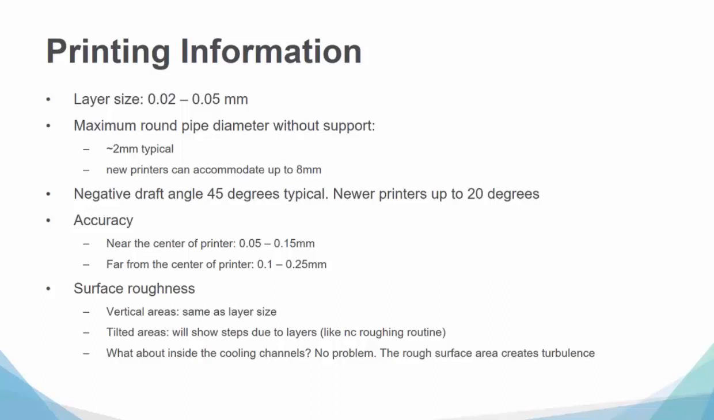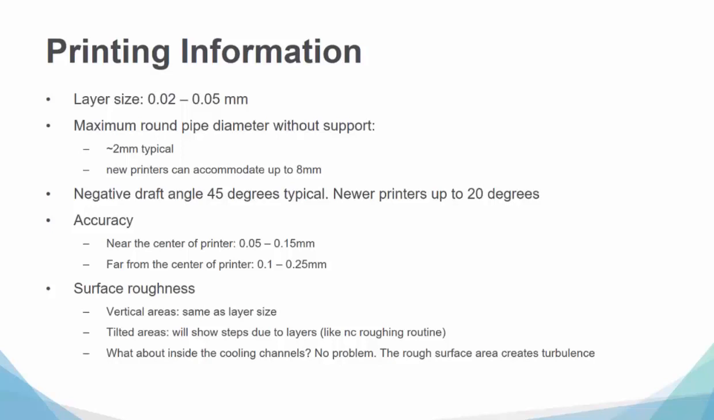When this part was printed, the machine available would allow for a 2 millimeter diameter pipe. And again, we have to think about the top of that shape, being able to support it while it's being printed. Newer printers can accommodate up to an 8 millimeter round. So as the technology continues to progress, it's becoming easier working with the different shapes and sizes. Also, we had to limit ourselves to a negative draft angle of about 45 degrees, so we couldn't get the angle at the top any broader than that.